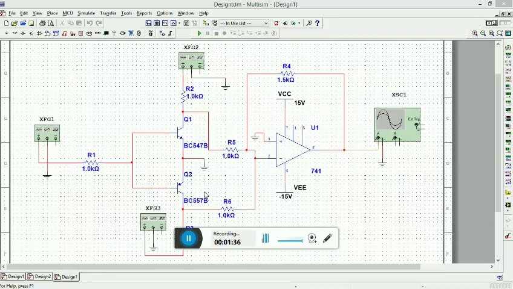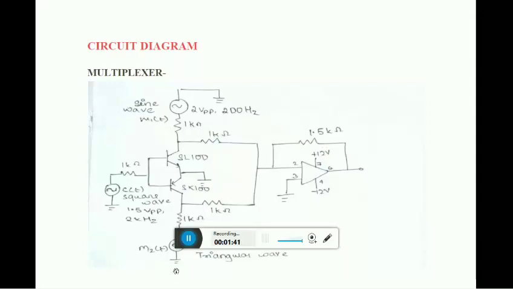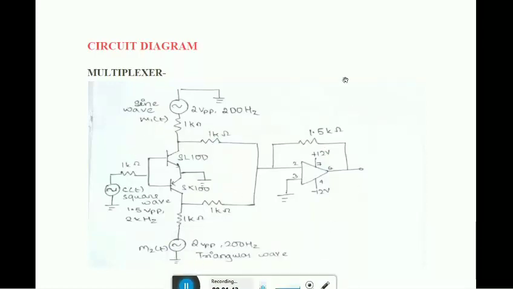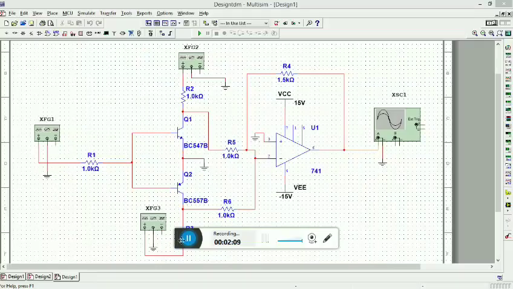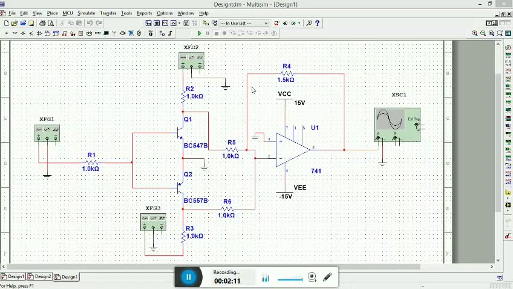Before going into the simulation, I would like to show you the real circuit which we have drawn. This is supposed to be the real circuit in which we use these SL100 and SK100 transistors. We would use a carrier wave of square, 1.5 VPP, 2 kHz frequency. We will use two message waves, M1(t) and M2(t). One would be a sine wave and the other would be a triangular wave of the same frequencies. Now let us jump into the simulation of the circuit.